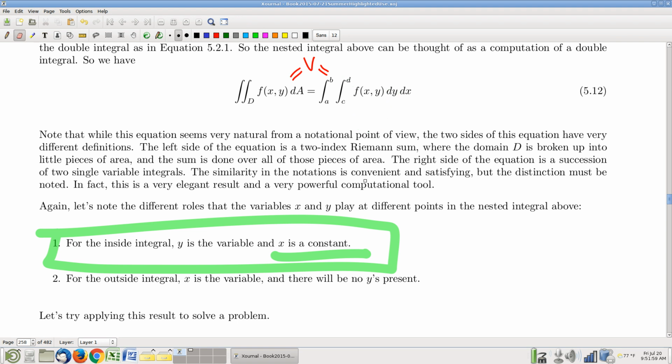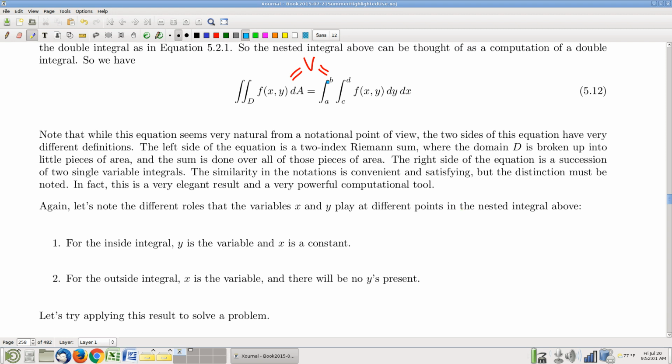All right. Now, for the purposes of the outside integral, once we know what our cross-sectional area is, now what's going on? I know what to do with the x's. X's are the variable now. But what's the deal with the y's? Well, don't forget that the inside integral computes A of x. That inside integral is a function of only x. Said differently, the y's have integrated out.